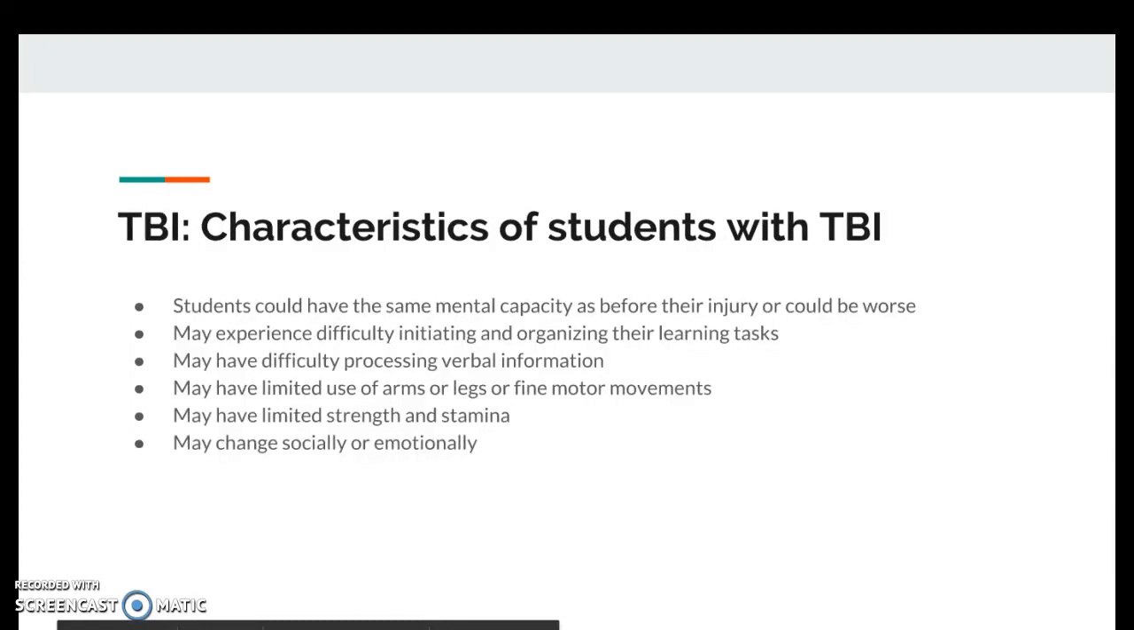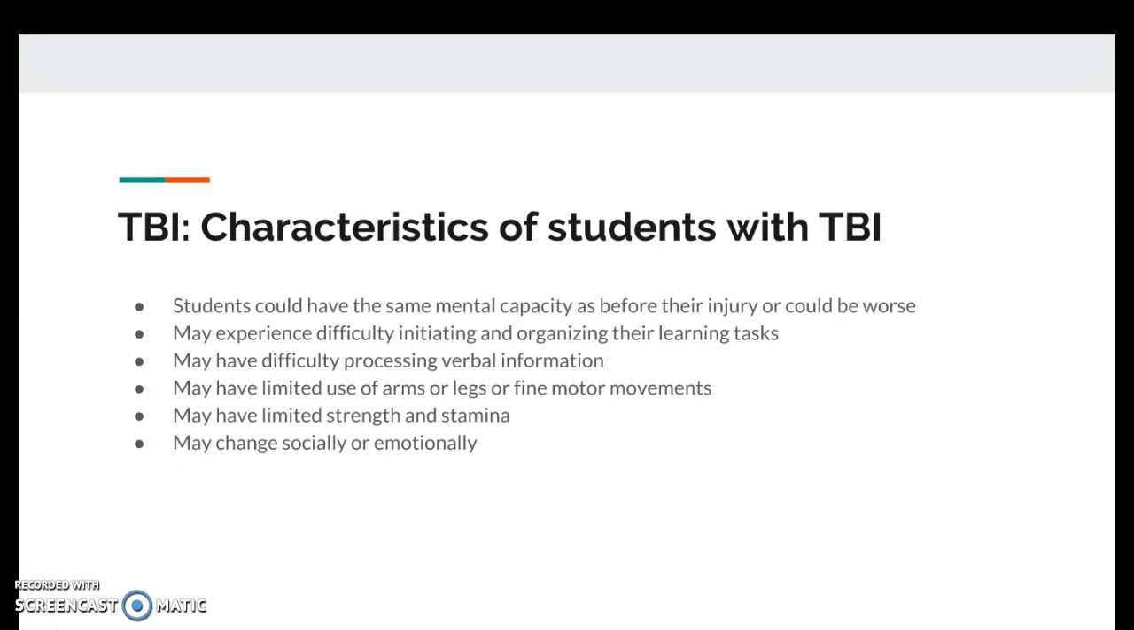So, characteristics of students with a traumatic brain injury or a TBI, it really ranges. It's pretty broad. Some students could have the same mental capacity as before their injury, or it could be worse. It could have declined. Some may experience difficulty with organizing and initiating their learning tasks, so just getting started in the school day. They may have difficulty processing verbal information, so when instructions are given verbally and not written, it may take them a little bit to process that.